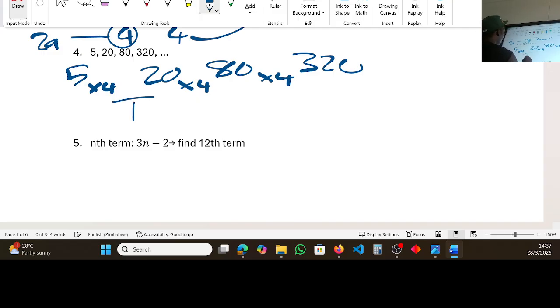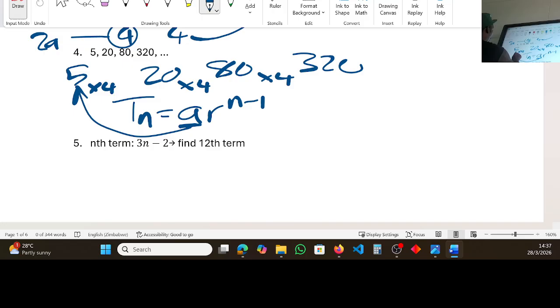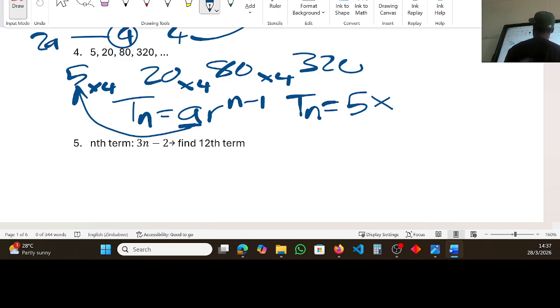So for this one, which is geometric, the general form is a r to the power n minus 1, where a is the first term in the pattern. For this case, we have 5. So in essence, I'm saying my Tn is equal to 5 multiplied by, but the ratio that I got was a 4, so it corresponds to r here, 4 to the power n minus 1. I think that's my formula.